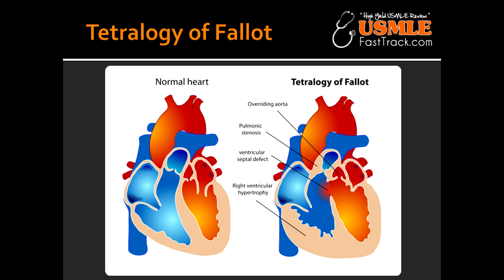Describe the TET spells of Tetralogy of Fallot, as well as why the VSD in Tetralogy of Fallot is actually a right to left shunt instead of a left to right shunt. Early cyanosis and TET spells are caused by the right to left shunt across the VSD. In conditions where there is only a VSD, the flow is usually left to right, which is acyanotic, but in tetralogy, pulmonary stenosis forces the right to left cyanotic flow and causes the right ventricular hypertrophy.